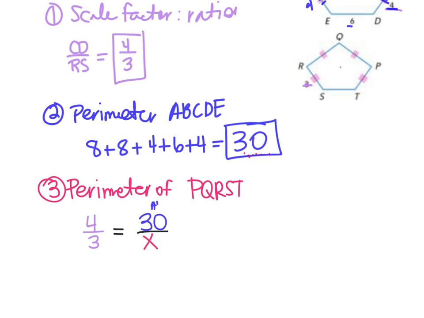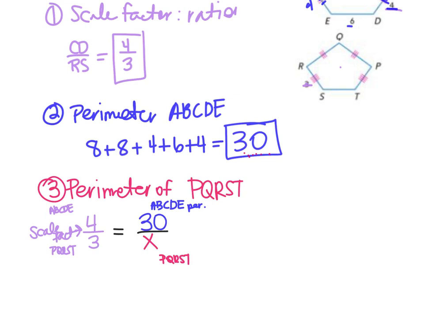I'm just making a few little notes in case you were wondering what these are. ABCDE perimeter. This is the scale factor for ABCDE, PQRST. So we have our scale factor, our perimeter of ABCDE, and then this X is the perimeter of PQRST. All right, so now we just need to solve our proportion.